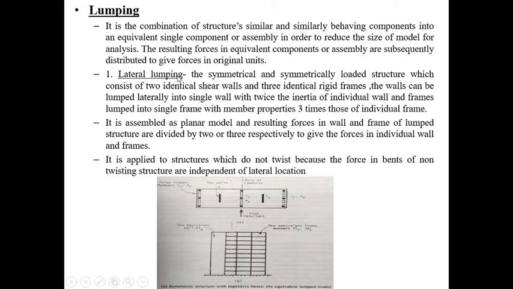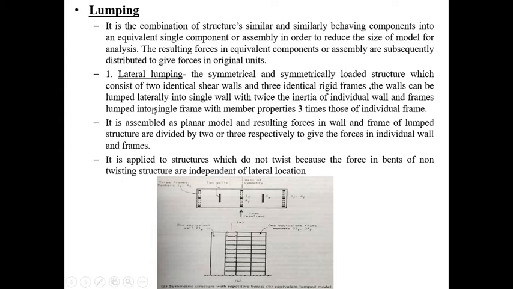So now lumping. First is lateral lumping. You have lateral and vertical lumping. In lateral lumping, we consider a symmetrical and symmetrically loaded structure, which consists of two identical shear walls and three identical rigid frames. In this figure, you can see the two shear walls, the black ones, and these 1, 2, 3 are the identical rigid frames.